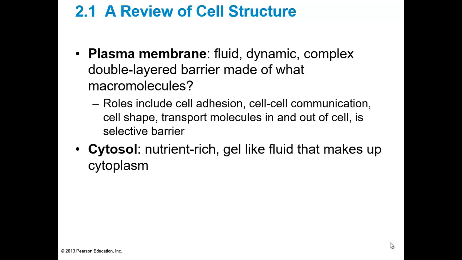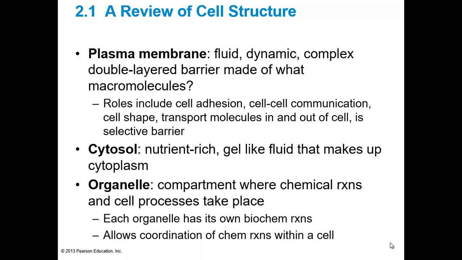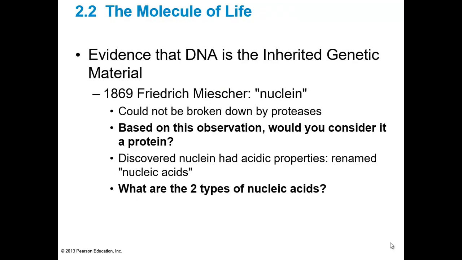Inside the plasma membrane is the cytosol. That's this gel-like fluid that's in the cytoplasm. And then eukaryotic cells have organelles where chemical reactions, different processes take place. And organelles are like organs. Each has a specific function, so each has its own biochemical reactions, and they allow for coordinated chemical reactions in the cell.